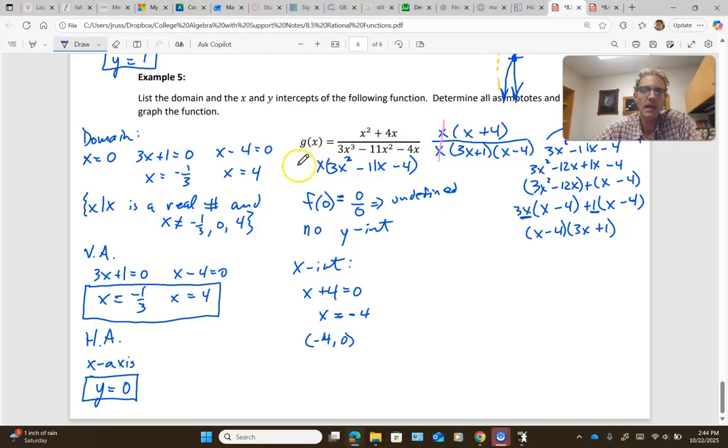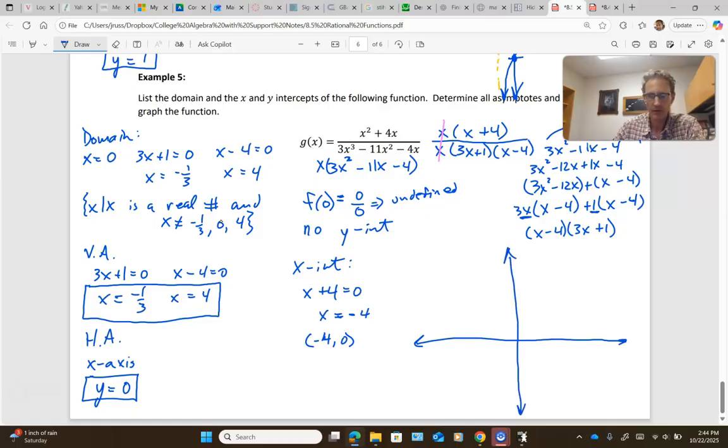Anytime you have a vertical asymptote that's x equals 0, or if you have a function in which 0 is excluded from the domain, you can't have a y-intercept. It's impossible. All right, so now we'll draw a little sketch and then we'll check this.